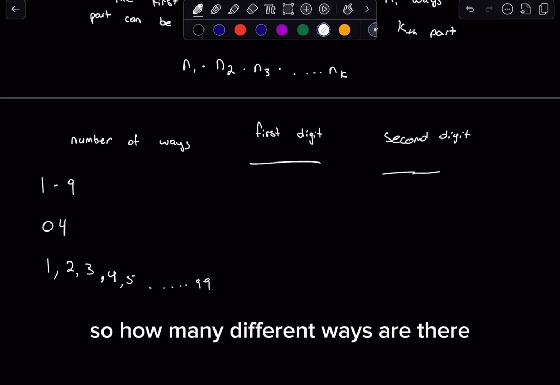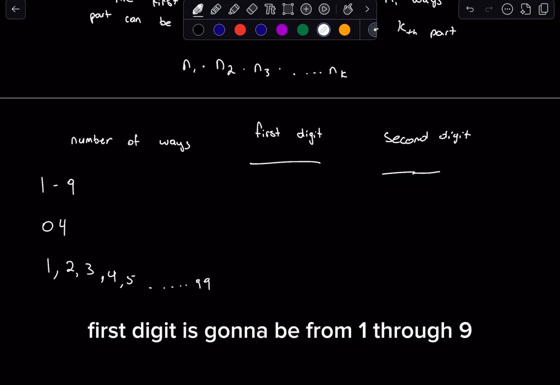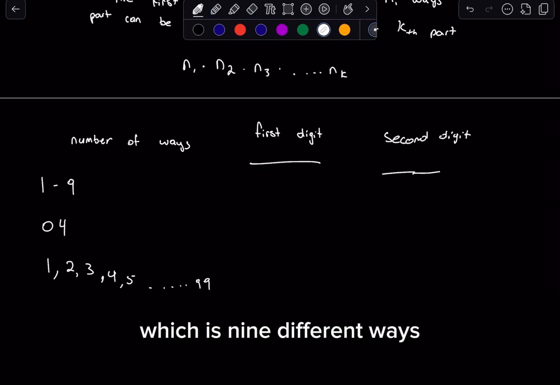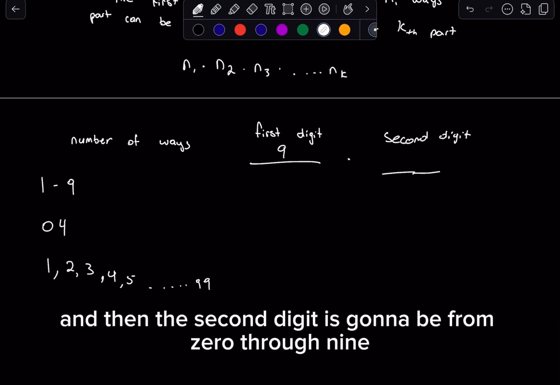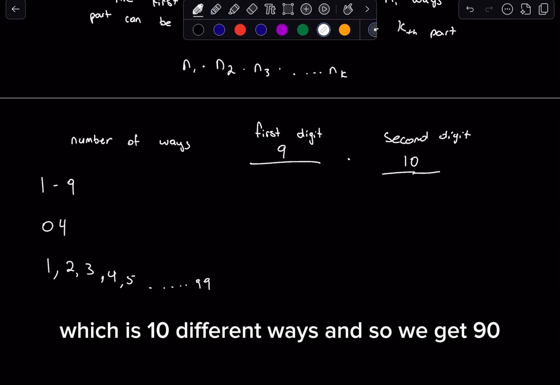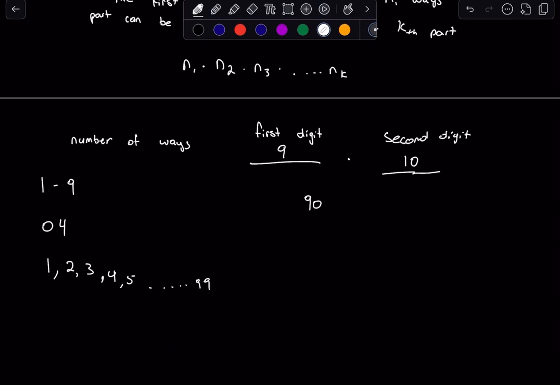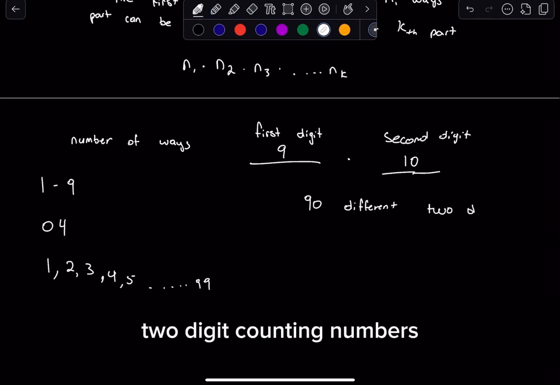So how many different ways are there? First digit is going to be from 1 through 9, which is 9 different ways. And then the second digit is going to be from 0 through 9, which is 10 different ways. And so we get 90 different 2-digit counting numbers.